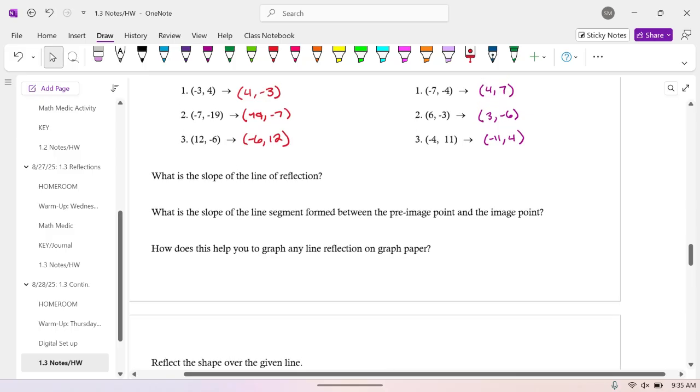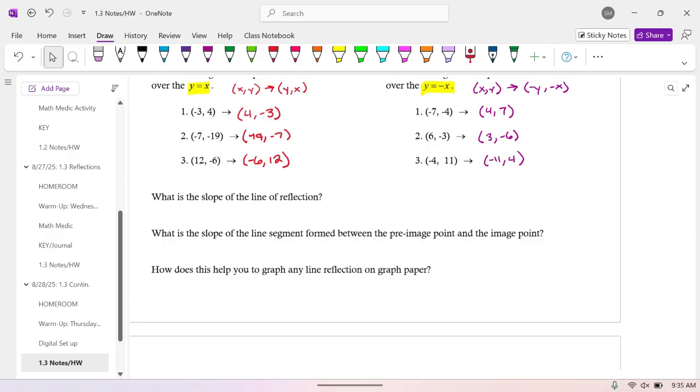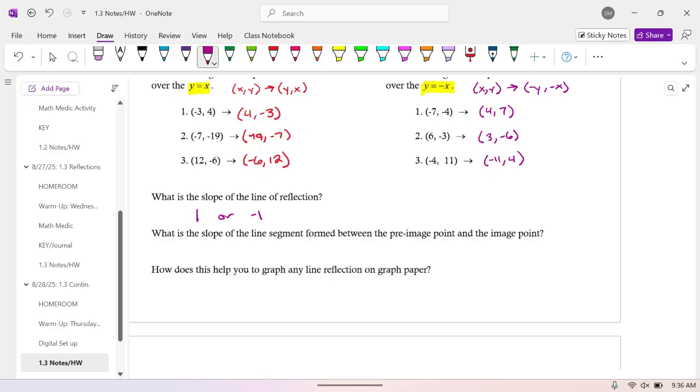All right. Now, these are some questions that you may want to ask yourself. What is the slope of the line of reflection? It should be either 1 or -1, because y equals x is clearly a slope of 1, and y equals negative x is a slope of -1. So as long as there's a general slope of 1, whether it's the positive or negative version, it's fairly easy.